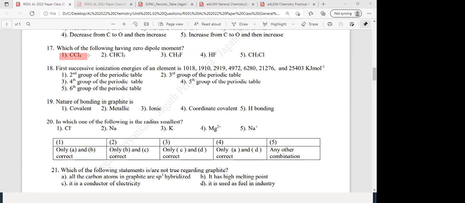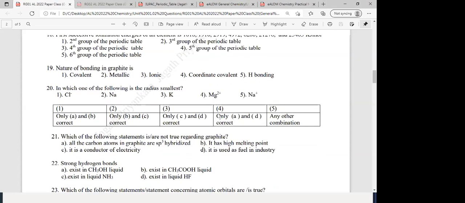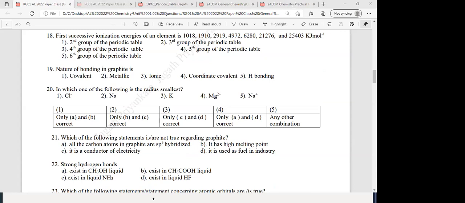Then question number 18. You have done the ionization energy, right? General chemistry. First successive, okay. Quickly post the answer, those who have done the 18th MCQ. So they have given how many ionization energies you have. There's a big jump. Check the one with the big jump. Then you can find to which group it belongs. To which group it belongs, you can easily find.